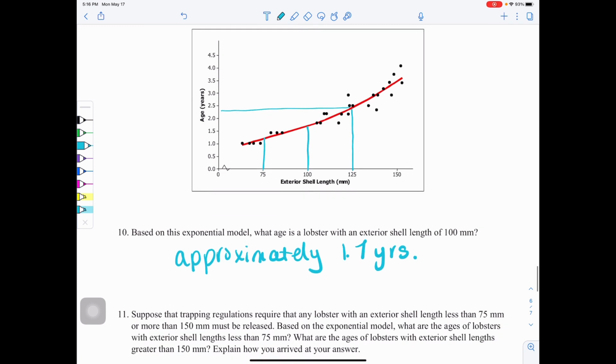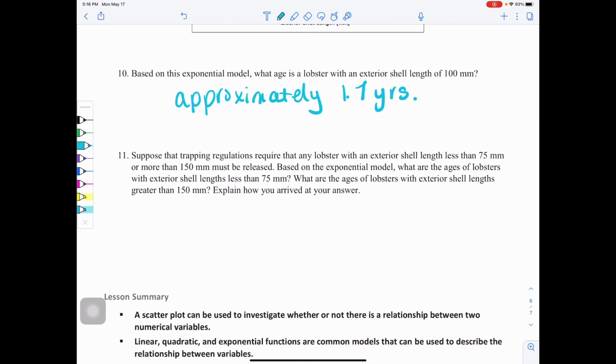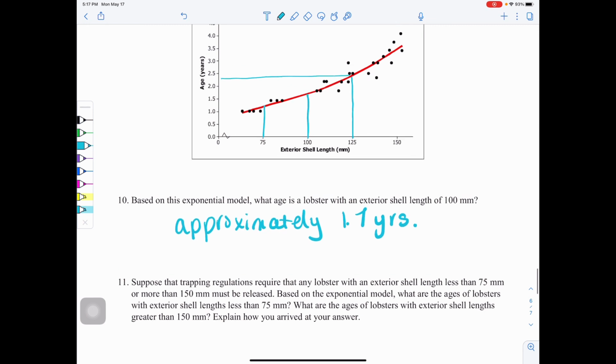Okay, and then lastly, number 11, suppose that trapping regulations require that any lobster with an exterior shell length less than 75 millimeters or more than 150 millimeters must be released. Based on the exponential model, what are the ages of lobsters with exterior shells less than 75 millimeters? And what are the ages of lobsters with exterior shell lengths greater than 150 millimeters? Explain how you arrived at your answer. So we're going to use our chart to take a look at that. So if we're talking about 75 or less, if I look at 75, 75 was just below 1. The next dots are all at 1 or lower, right?